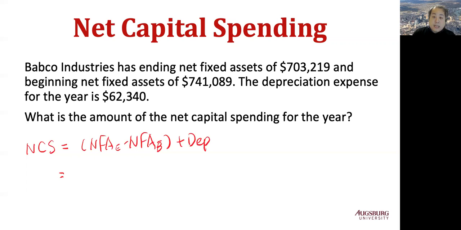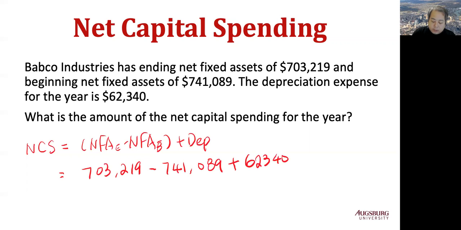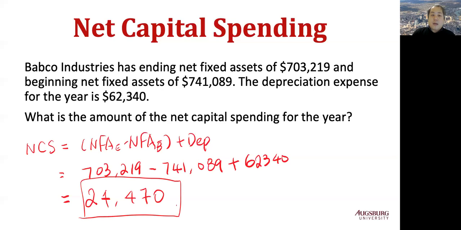So the net fixed asset is $703,219 minus beginning $741,089 plus the depreciation 62,340. So net capital spending is $24,470. That is how to find net capital spending.